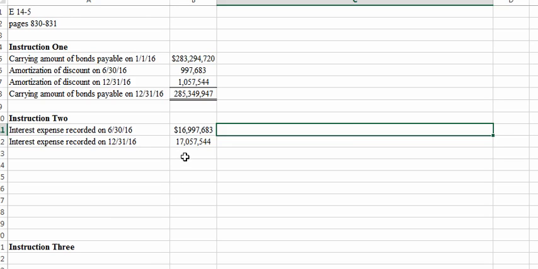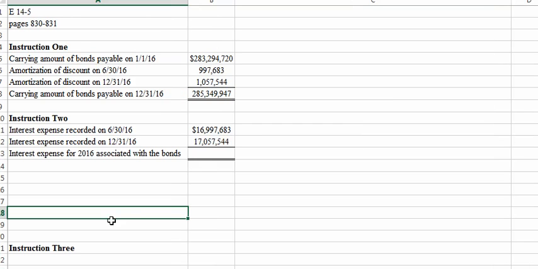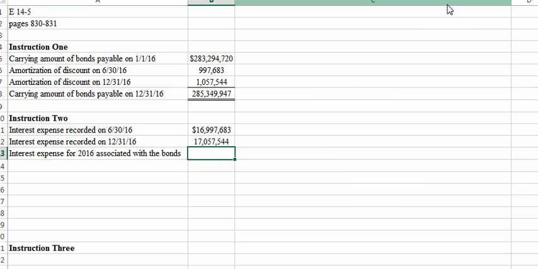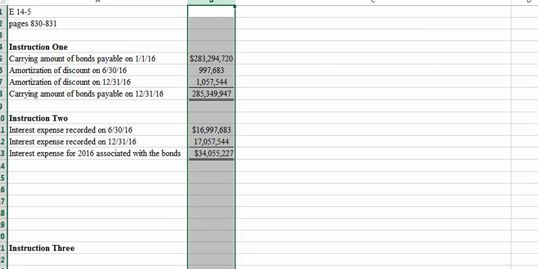Okay, so we'll add those two together, and we'll call that our interest expense for 2016 associated with the bonds. Just because they had some interest expense on the bonds doesn't mean that's the only interest expense this company would have. So let's add those two together. And that'll give us interest expense associated with the bond issue here. $34,055,227.